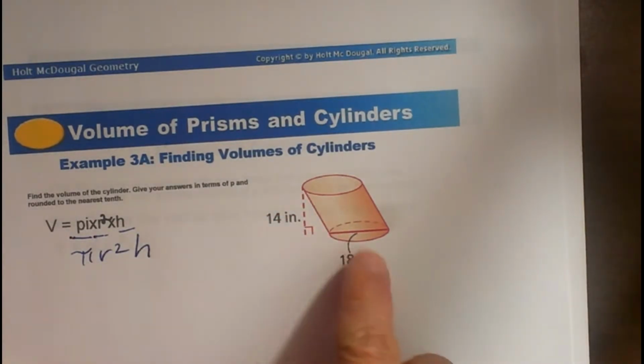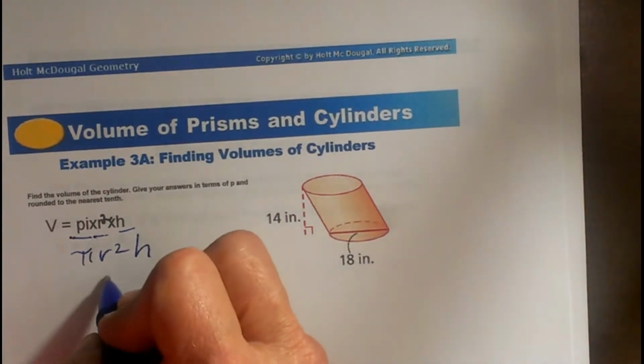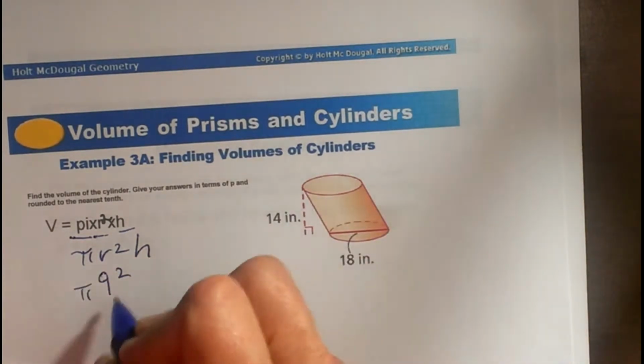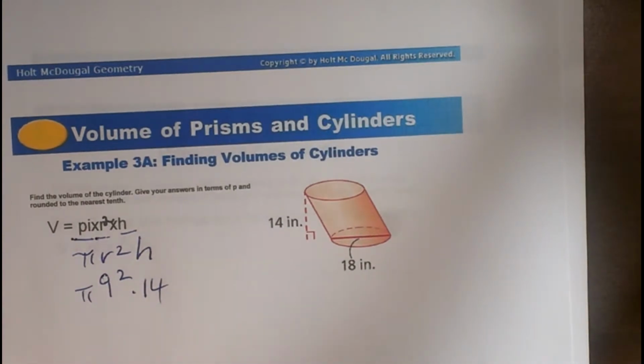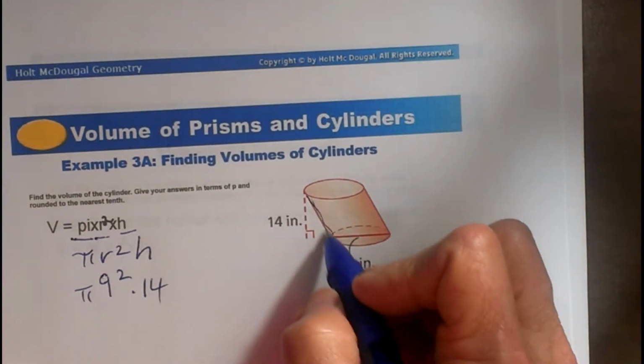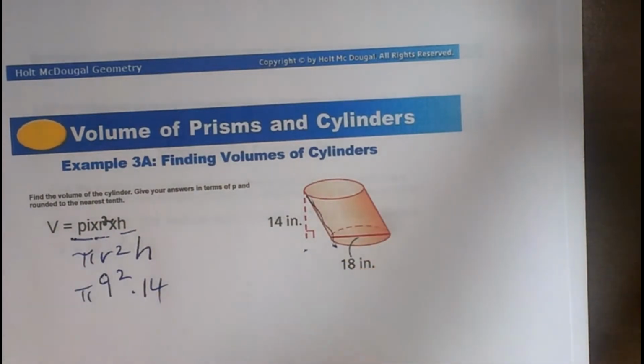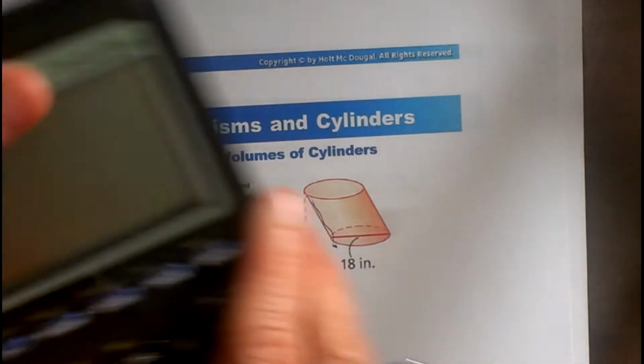So what's our radius here? It's 9. So 9 squared. And what's our height? Well, that's given to us. That was really easy. 14. Sometimes that won't be given. You might be given this, and you might have to work a Pythagorean theorem to figure out your height. So always keep Pythagorean theorem in your back pocket.